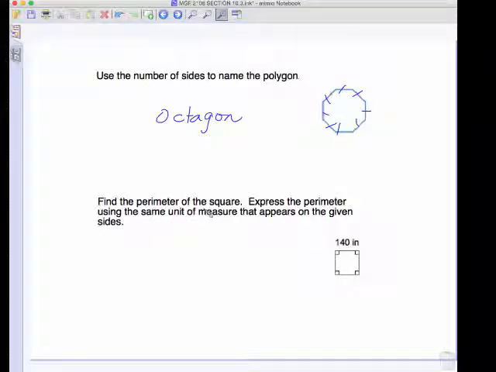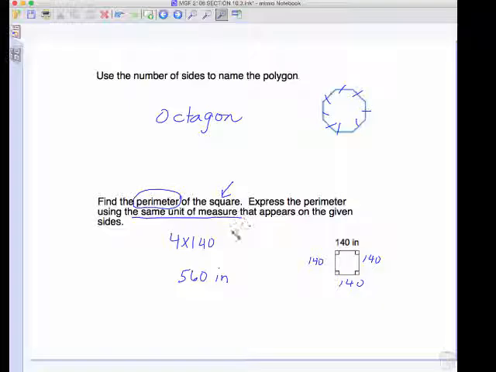Find the perimeter of the square. We already talked about perimeter before. Perimeter is a distance around. Also, this is a square. Telling me that this is a square tells me that all 4 sides are equal. So they are all 140. To get this perimeter, I could do 140 plus 140 plus 140 plus 140. What would be easier is just 4 times 140, which is 560 inches. Now, pay attention here. It says use the same unit of measure that appears on the given side. Since the sides are all inches, then your answer will be inches.